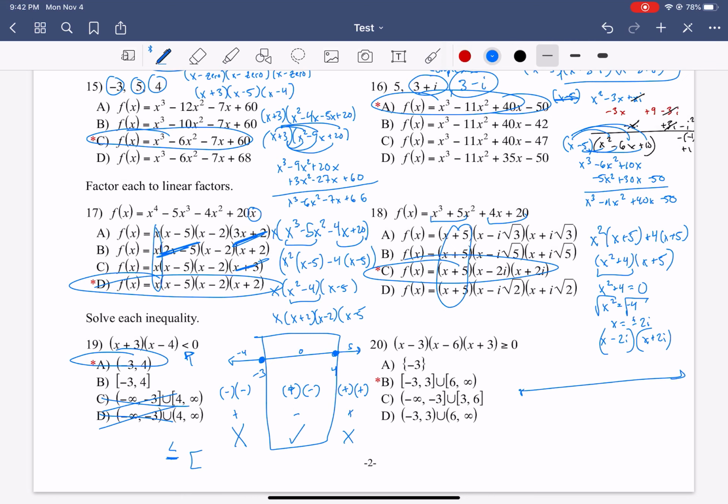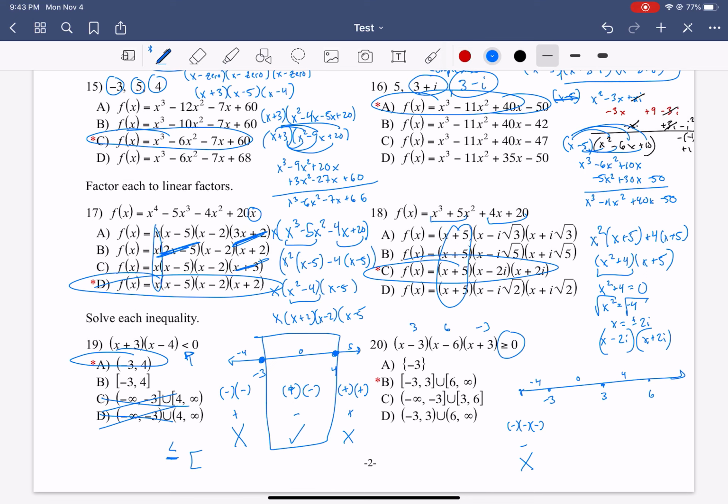All right, number 20, same setup. We take the opposite signs of all of these, so we have negative 3, 3, and 6, and then we take some numbers that are nice, like negative 4, 0, and 4. I just like smaller numbers, but you can choose whatever. So we go in: negative 4 minus 3 is a negative, negative 4 minus 6 is another negative, negative 4 plus 3 is another negative. So 3 negatives together are negative. We want greater than or equal to 0, so this is not in the solution set.